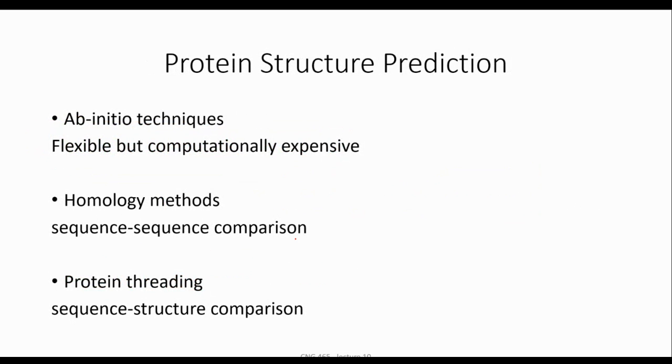But generally, what methods, what techniques do we have for protein structure prediction? Mainly, we can categorize them into these 3 methods. The first one is the ab initio technique, which starts everything from scratch. When you want to do that, it means that you should check everything, and it's computationally expensive. But the good thing about this technique is that it is flexible. You can apply it for different types of proteins that we are looking to predict.